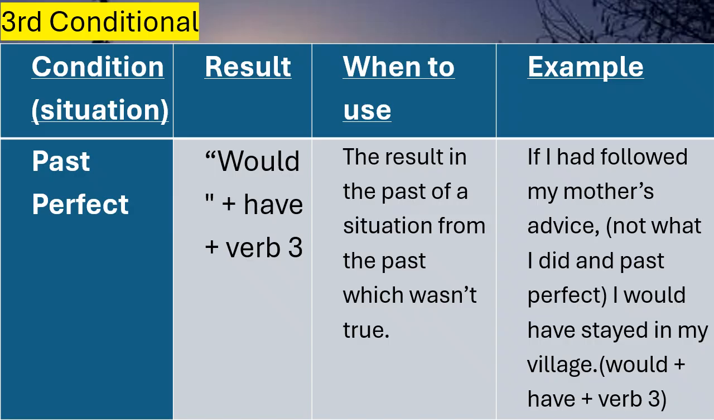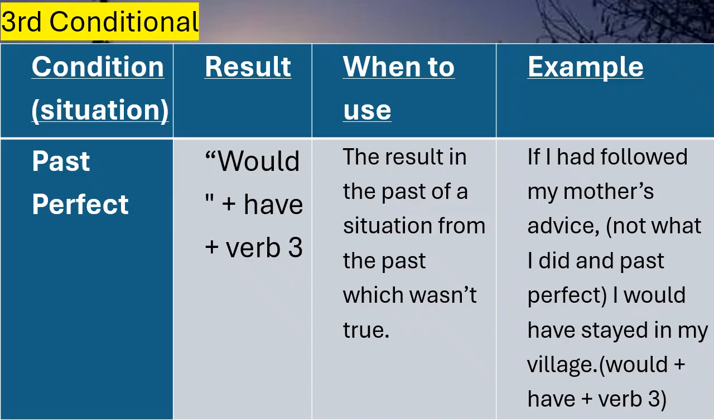Third conditional. This time the condition, or the if part, is in the past perfect tense. The result is would plus have plus verb 3. And we use this with the result in the past of a situation from the past, which wasn't true.